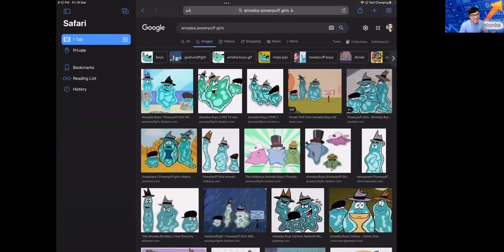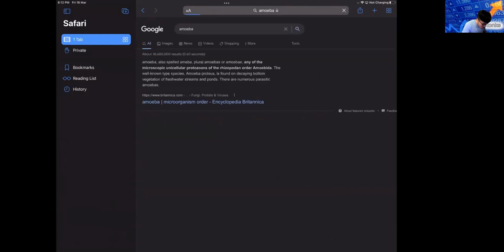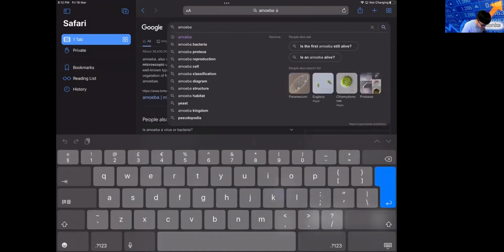So they are just the lamest villain, isn't it? Have you watched Powerpuff Girl? They just look like amoeba. Amoebas are just tiny animals swimming around in the water. You can find them in fresh water. The scary thing about this amoeba, do you know there's a species of amoeba called brain-eating amoeba?